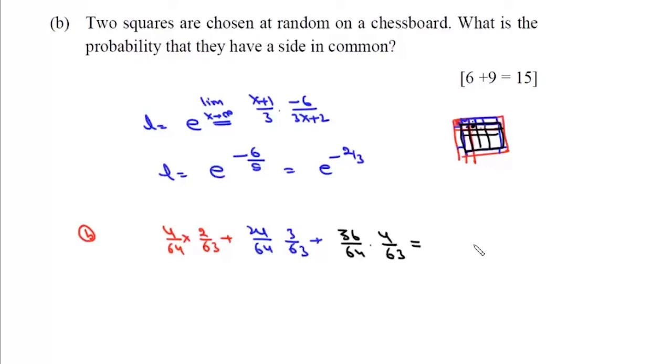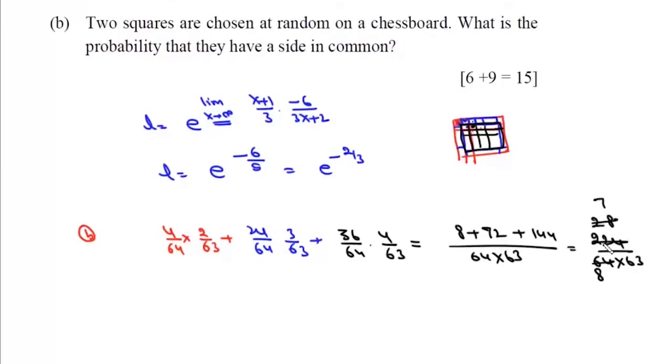So the required probability is 4 into 2, 8, plus 72 plus 144, which is 224 upon 64 into 63. Now this is 16 and 8, and this is 8, and this is 7 and 2, and this is 9. So the required probability is simply 1 by 18, and that is the answer to this question.